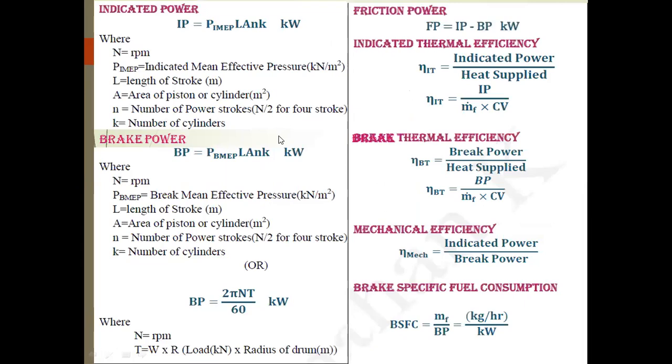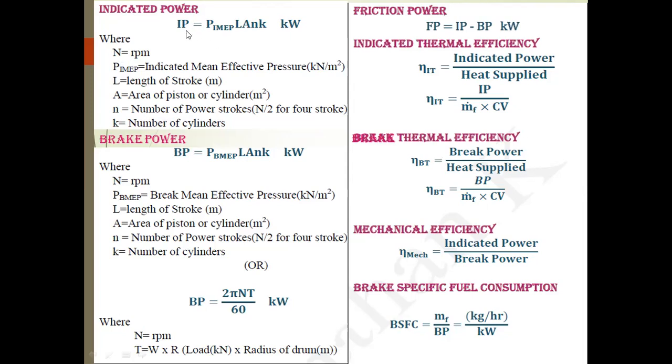So if you go to the problem point of view, you should mug up these. These are all the formulas. These are very important. So the first formula is indicated power. Indicated power is nothing but the total power developed by the combustion of the fuel in the combustion chamber.